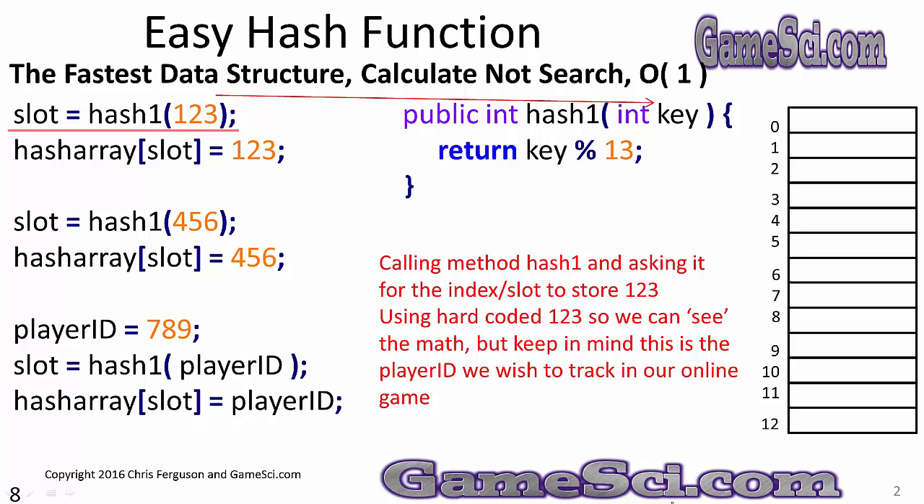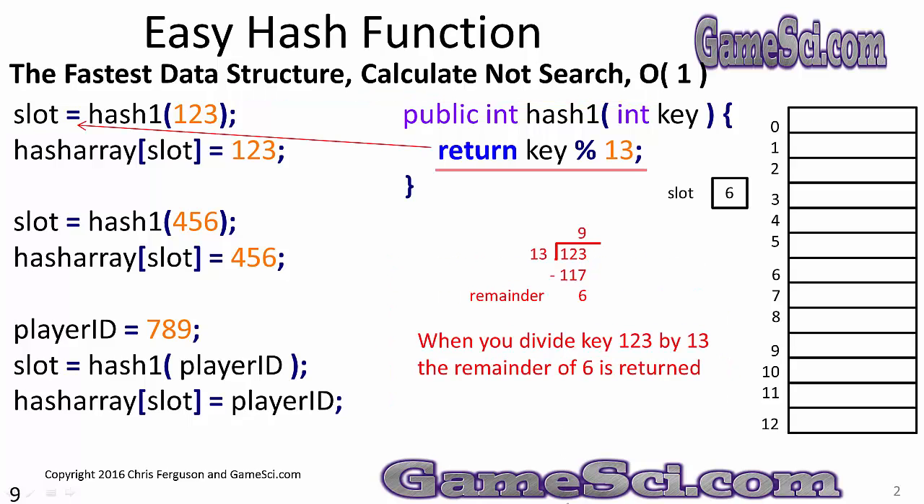Now let's look at an example here. We're going to say slot equals hash 1 of 123. Calling hash 1 and asking it for the index or slot to store 123. Using the hard-coded 123, we can see the math. But keep in mind, this is a player ID we wish to track in our online game. We don't typically pass hard-coded values to hash functions. We pass variables and their contents.